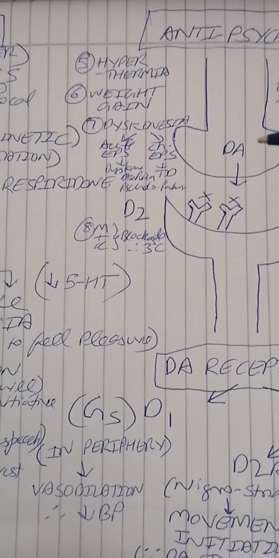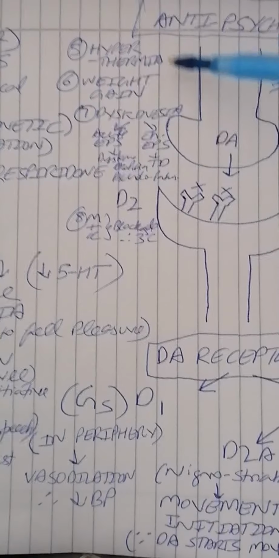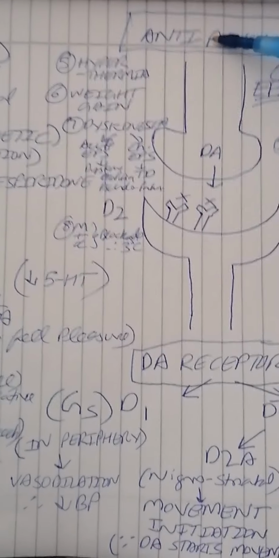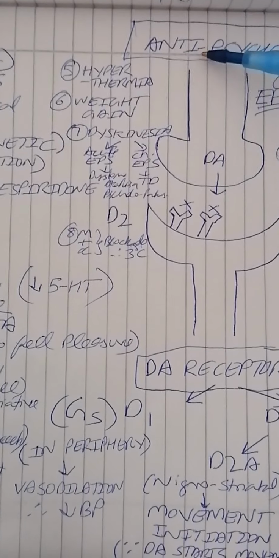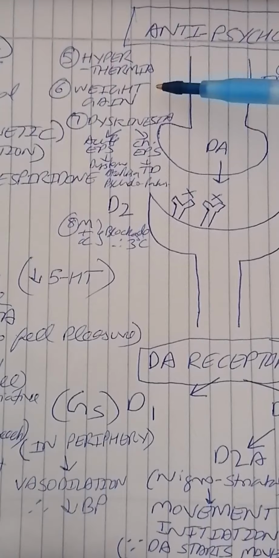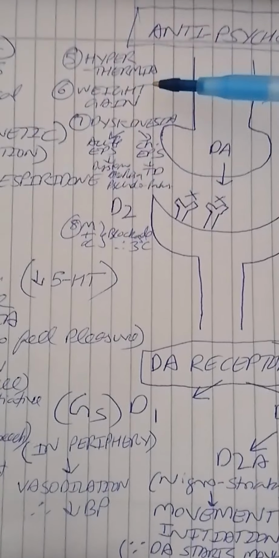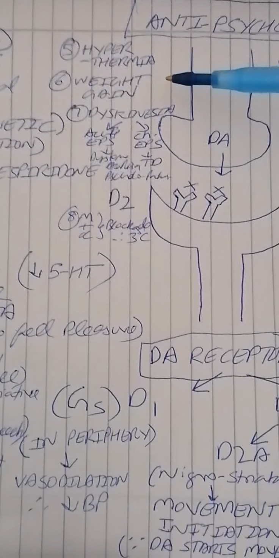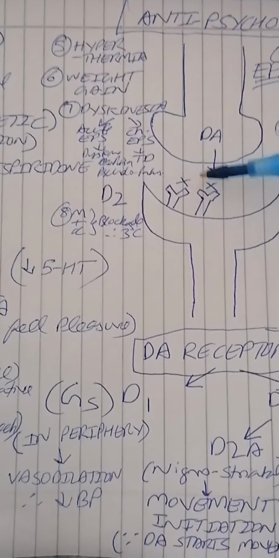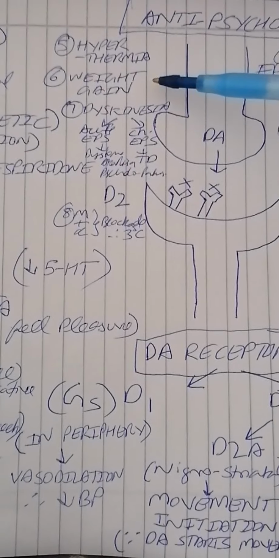Then the fifth point is, dopamine also plays a role in your temperature control. So if dopamine is blocked, no more dopamine functioning, then you can have an increase in your temperature. Dopamine, norepinephrine, and serotonin help in weight loss, anorexia. But in this case, since you are blocking the dopamine through these antipsychotic drugs, you will have weight gain.